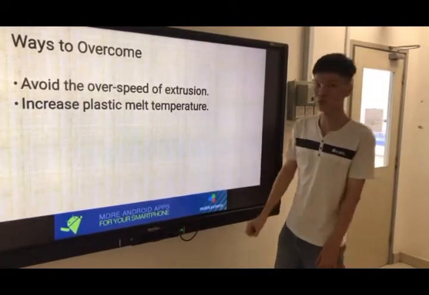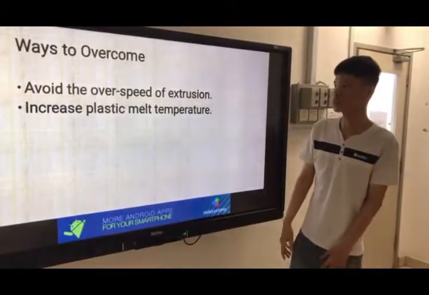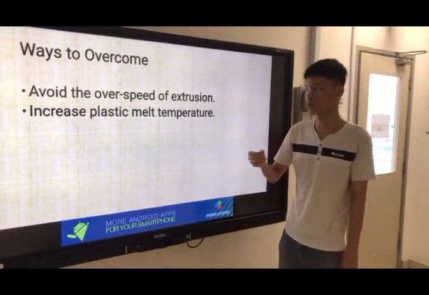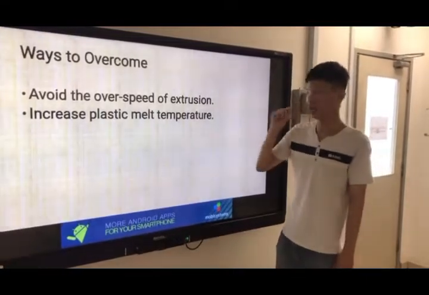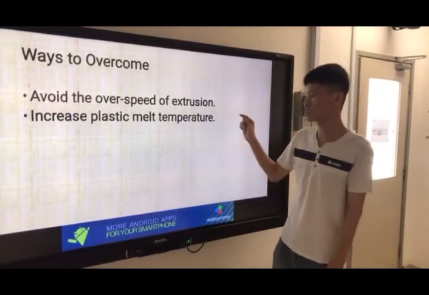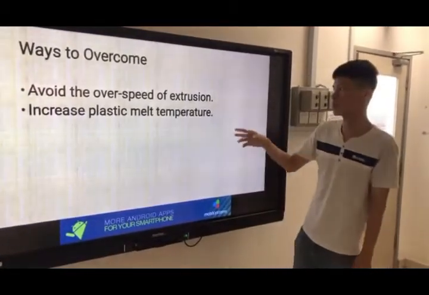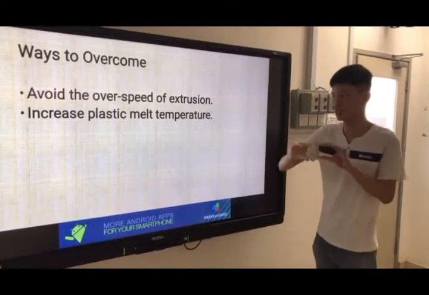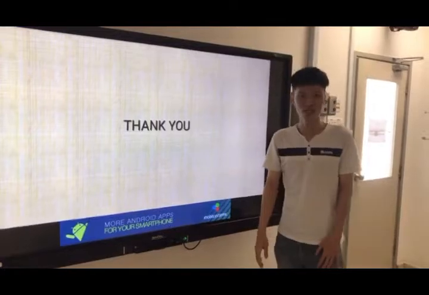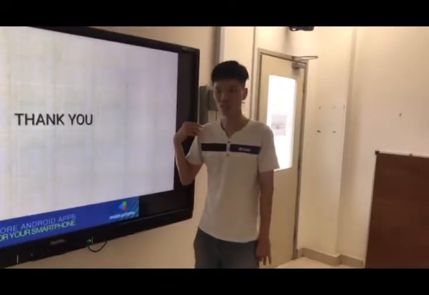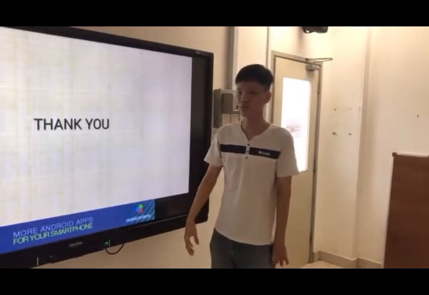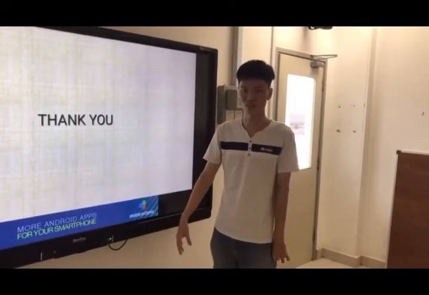There are two ways to overcome this defect. The first one is to avoid overspeed of extrusion, which means we need to use an appropriate speed to extrude the plastic film from the extruder, and we need to increase the plastic melt temperature in the extrusion chamber. And for the conclusion, the material that we use is LDPE, and the process that we use is the extrusion process.